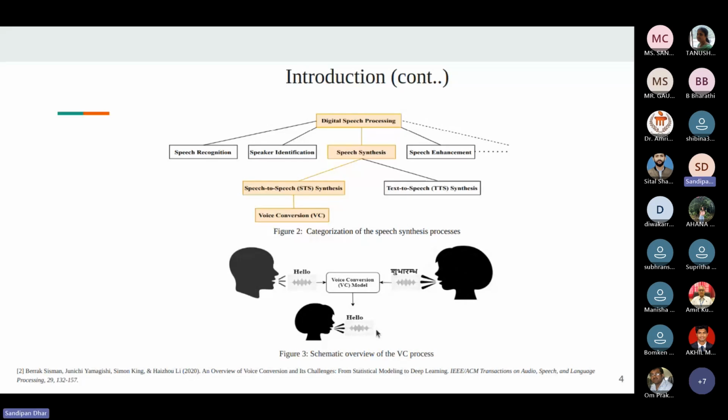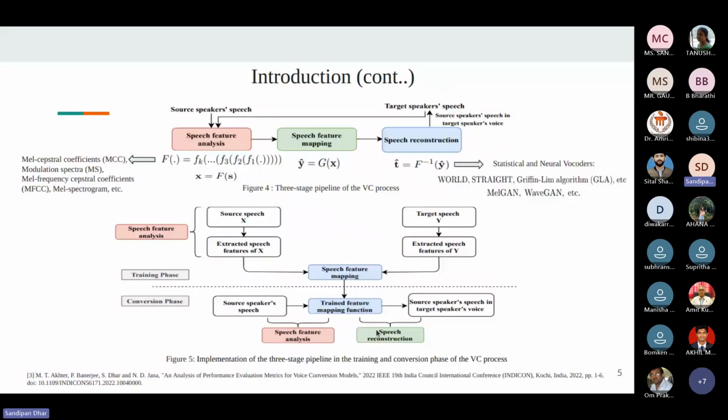Now, how can we do this? It follows a three-stage pipeline. The first is the speech feature analysis stage, then the speech feature mapping, and then the reconstruction. As I have already explained, in the speech feature analysis phase, we extract the vocal features from both source and target speaker. Then in the speech feature mapping stage, we try to map the source speaker vocal features. G is the mapping function, and X is the vocal features that we have extracted in the first stage of speech feature analysis.